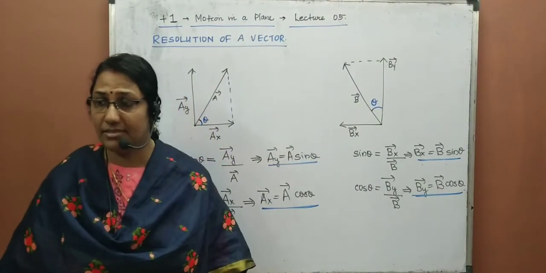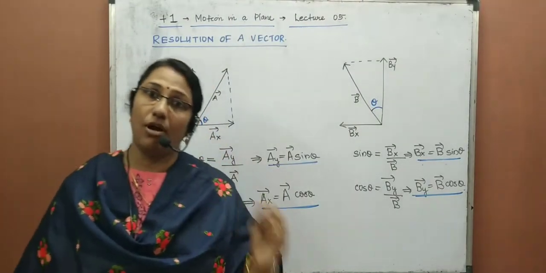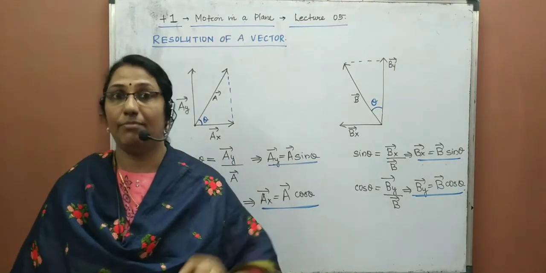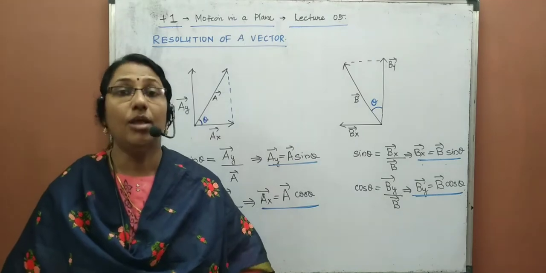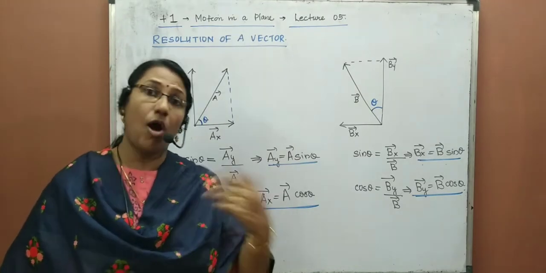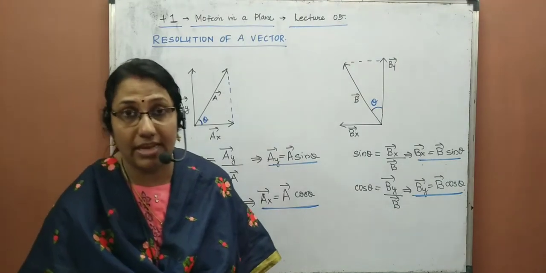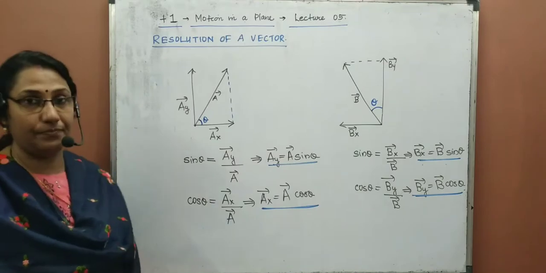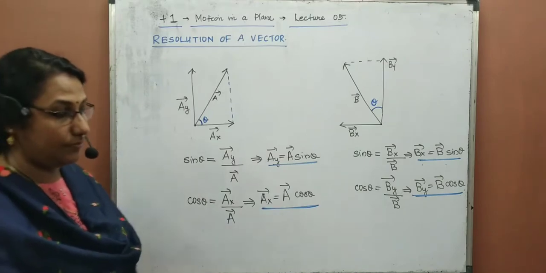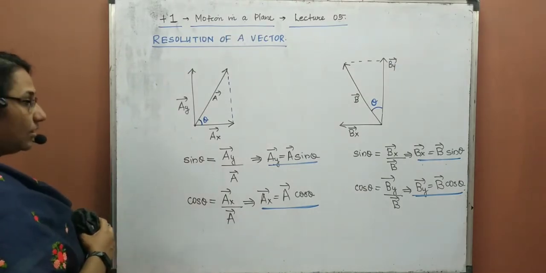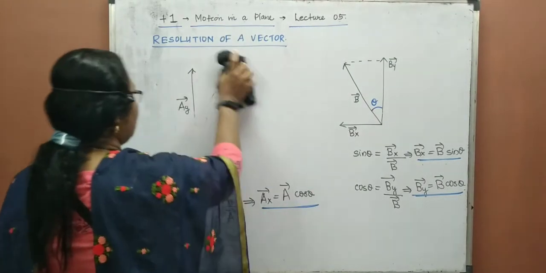Clear? That means a component which comes in contact with the angle theta taken will be the cos component of the main vector, and a component which never comes in contact, that is which is opposite to the angle taken, then we can say it is the sine component of the main vector. Pause the video and draw this much. Okay. Hoping all of you have taken this much of notes. Now we understood.